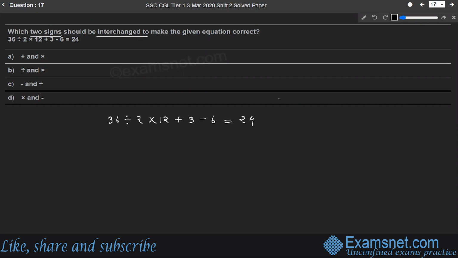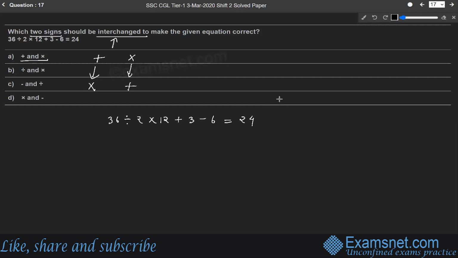What do you mean by the word interchanged here? Interchanged means we will simply swap the values. For example, consider the first option. The first option has the signs plus and multiply. If we have to interchange both of these, it means that in the place of plus, we have to put the multiply sign, and in the place of the multiplication sign, we have to put the plus sign. This is the meaning of interchange.